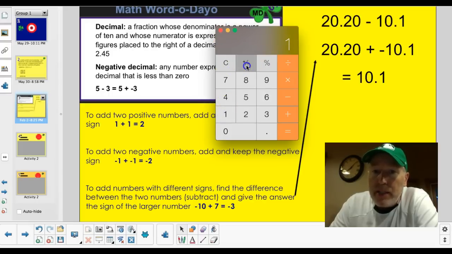It's 1 and it's negative, and I'm going to add, sorry, I forgot to clear that out. It's 1, then hit the negative key, and I'm going to add another 1 that's negative to get my negative 2. Okay, down here, 10 and it's negative, and I'm going to add 7, negative 3. Okay, so that's how you use the calculator.